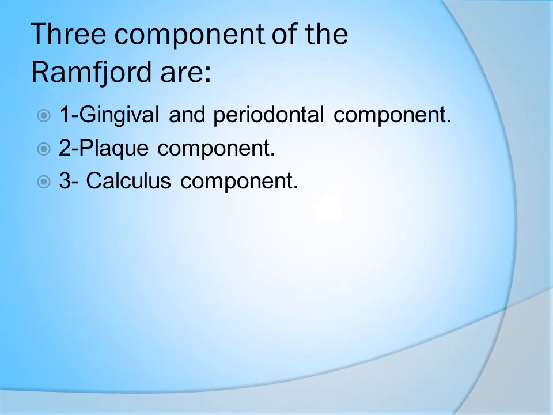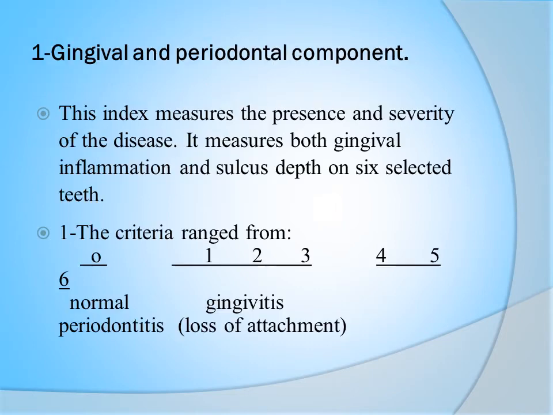It has three components: a gingival and periodontal component, a plaque component, and a calculus component. The gingival and periodontal component has a score from 0 to 6. 0 is normal gingiva. 1, 2, 3 represent gingivitis, from simple to moderate to severe. 4, 5, 6 is periodontitis, reaching the end stage, which is loss of attachment.